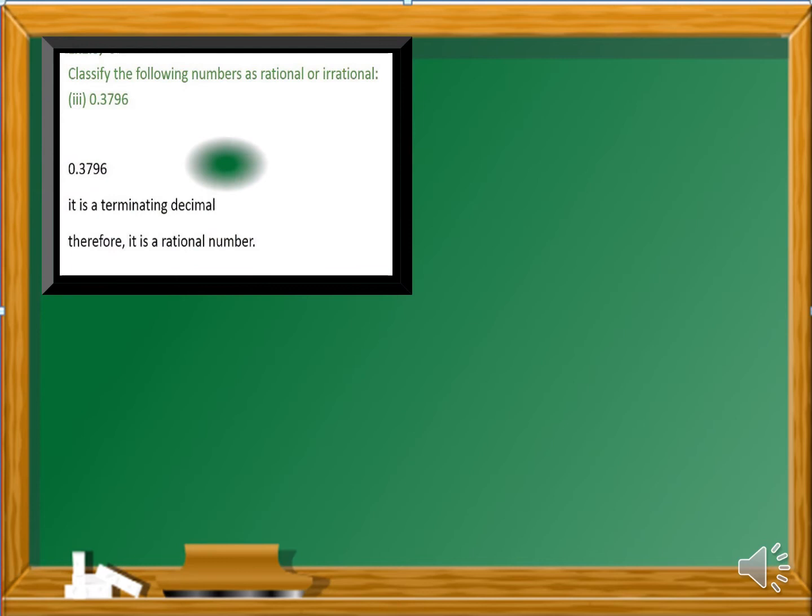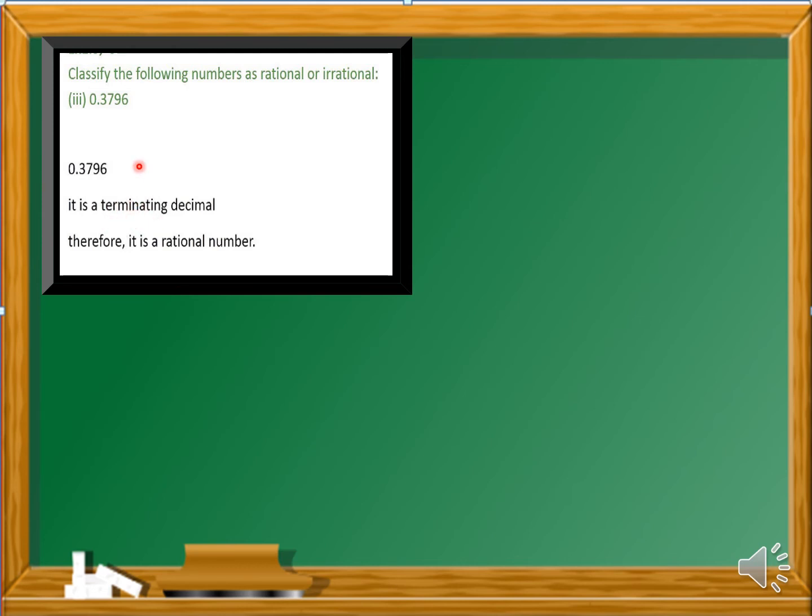Here the third subdivision, 0.3796. Here it is a terminal decimal expansion. You know what is terminal decimal expansion? Terminal decimal expansions are those where, when we divide two particular numbers, it will give the result in decimal form as well as it will end. For example, 0.2356. Okay, so what is non-terminating?